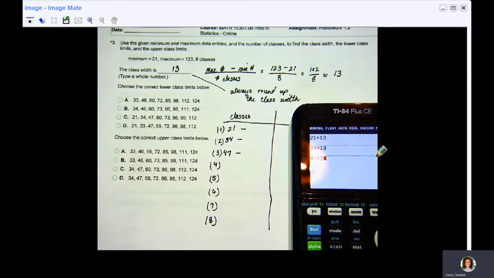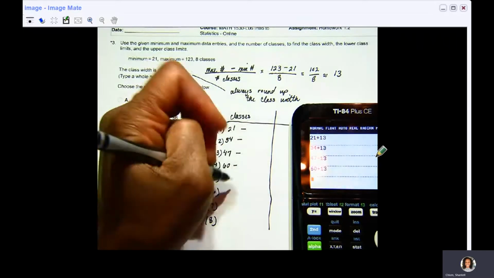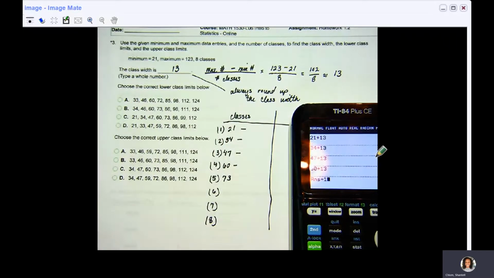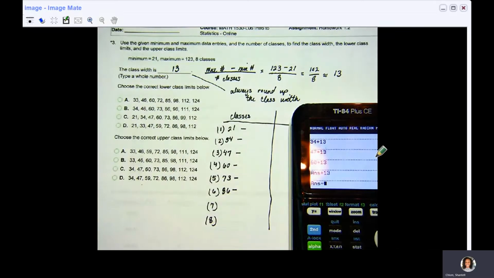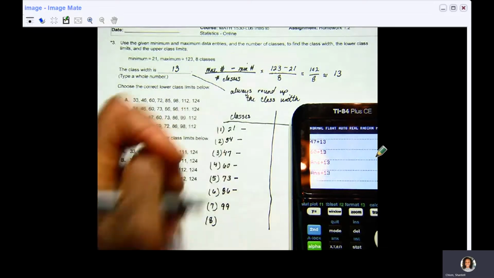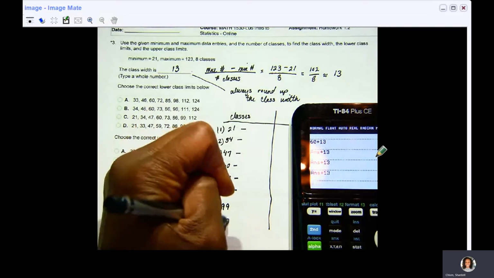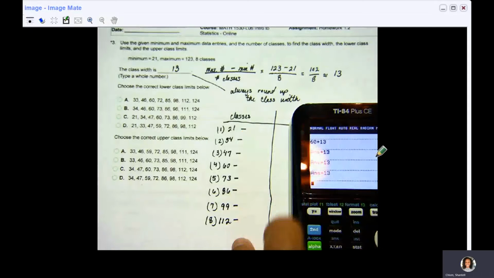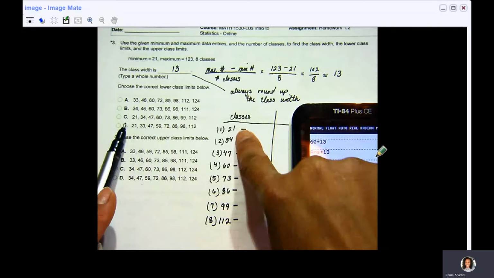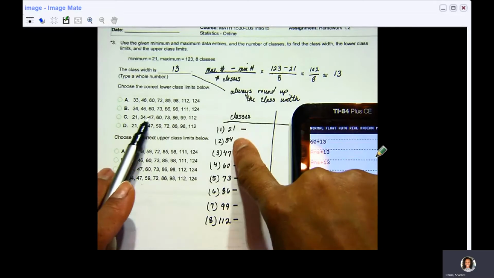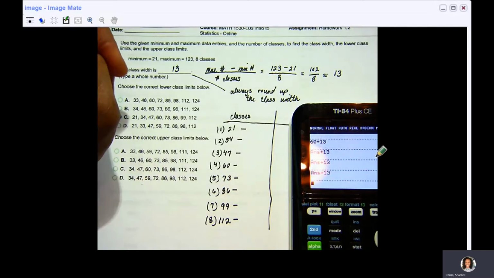Then 47 plus 13. That gives me 60. 60 plus 13, I get 73. 73 plus 13, I get 86. 86 plus 13, I get 99. And then finally 99 plus 13, I get 112. So I now have all of the lower limits. So you will pick out which one of these is correct, A, B, C, or D, listing out the lower limits, 21, 34, 47, 60, 73, 86, 99. So it has to be C.